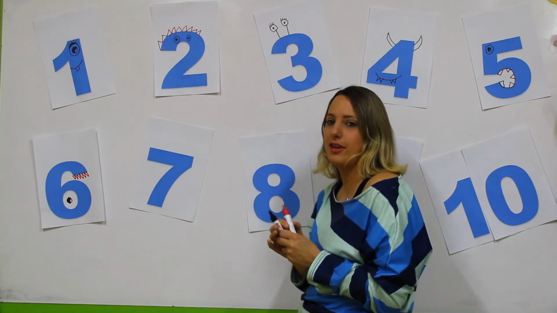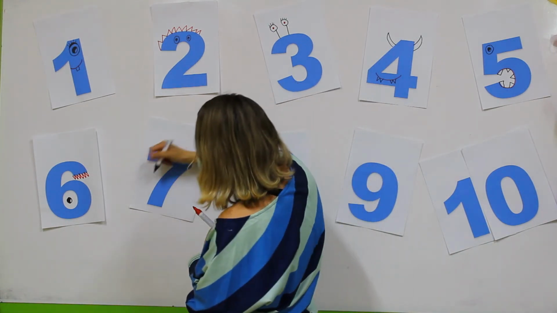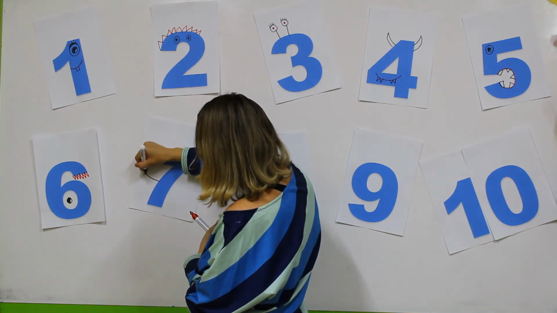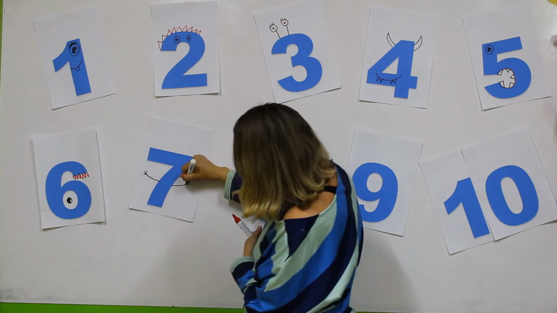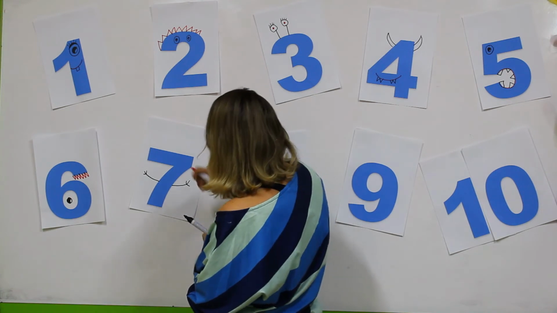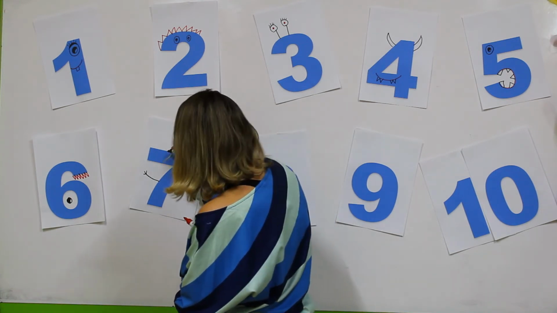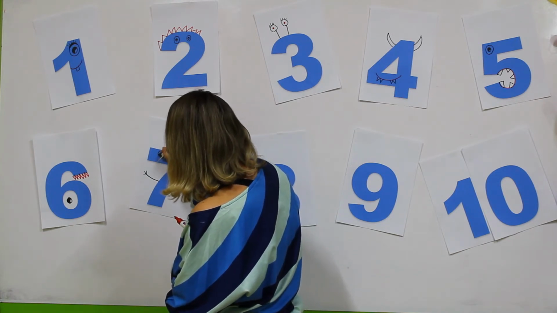Now, number 7. Oh, number 7 can have some arms. 1, 2, 3. And this side, 1, 2, 3. A mouth and 2 eyes.